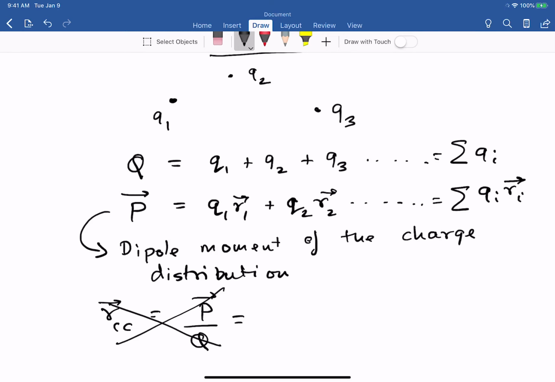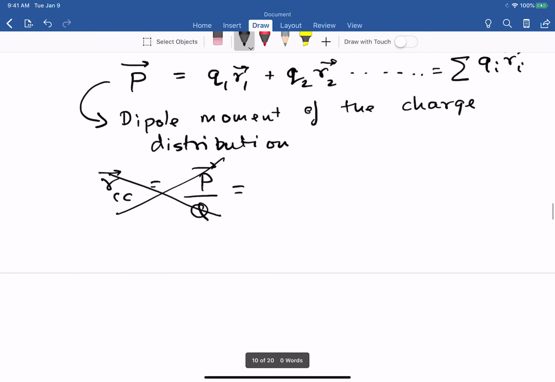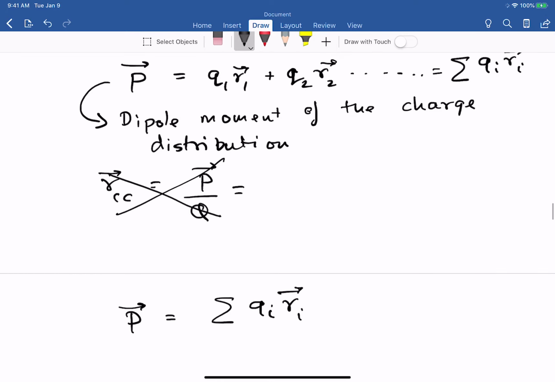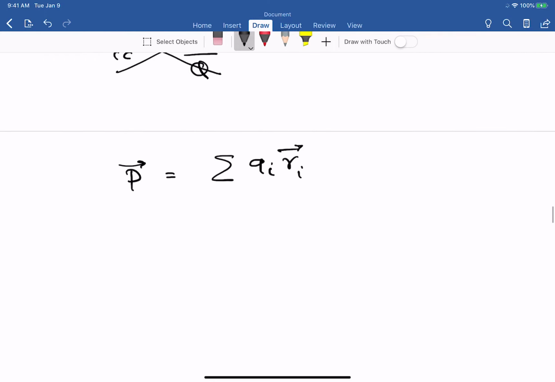So please remember the dipole moment. The general definition of the dipole moment is the sum of each charge multiplied by its position vector. That is the general definition of a dipole moment. Keeping this in mind, let us calculate the dipole moment of two charges. For simplicity, let's place the charges on the x-axis, or you can place them on the y-axis. It doesn't matter. You can place the charges wherever you want. It doesn't make any difference at all. So let's place one charge over here and the other charge over here, right?